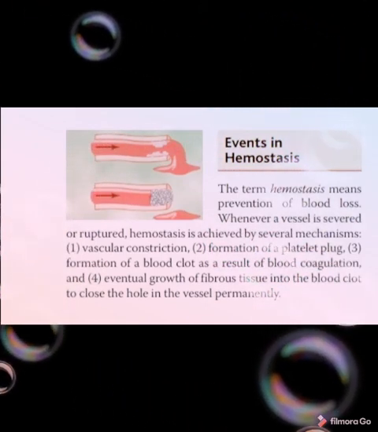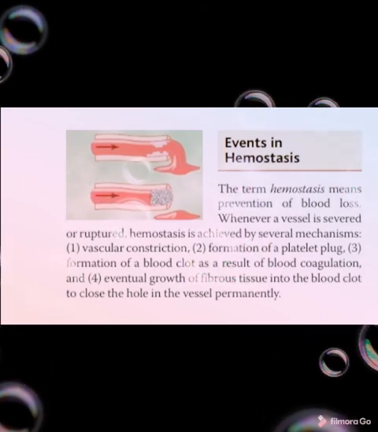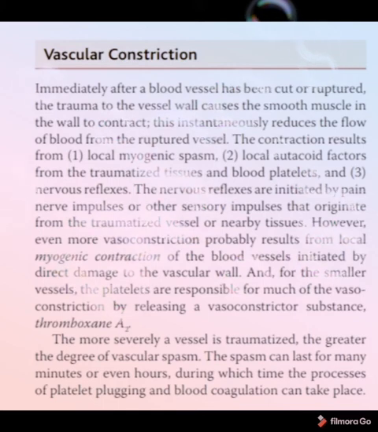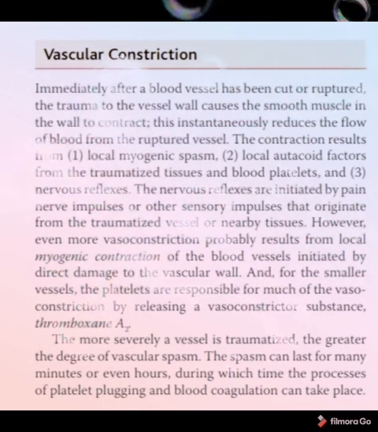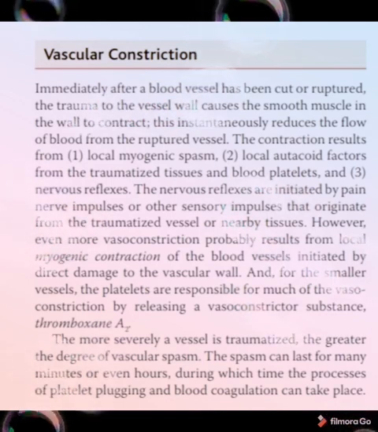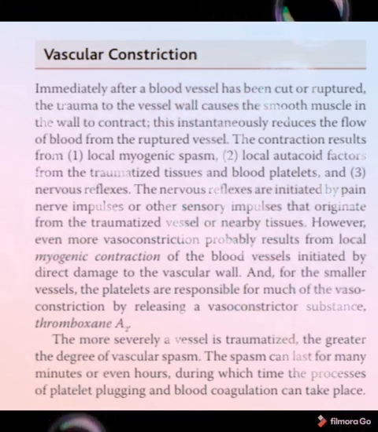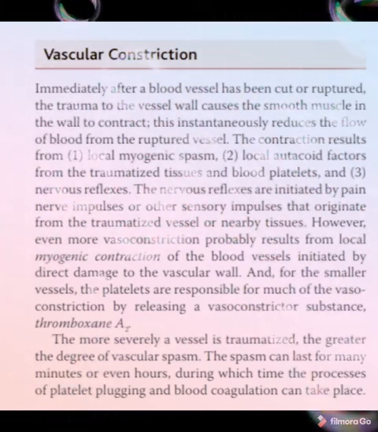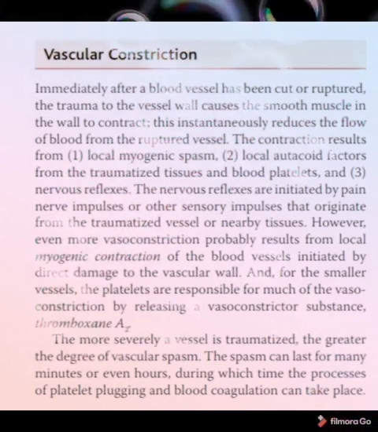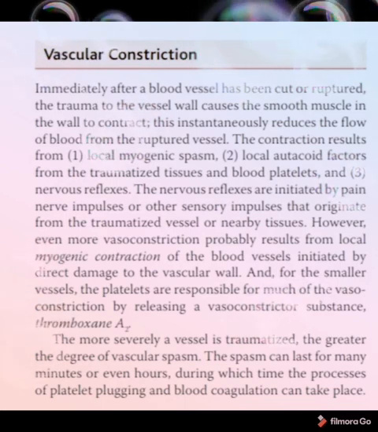First would be the vascular constriction. We all know that the blood vessel is made up of smooth muscle. So whenever there is a trauma to the vessel wall, there will be a contraction by three mechanisms. One is by the muscle, which is called myogenic spasm, another by the chemical mediators, the autacoid factors, and the third by the nervous reflexes.